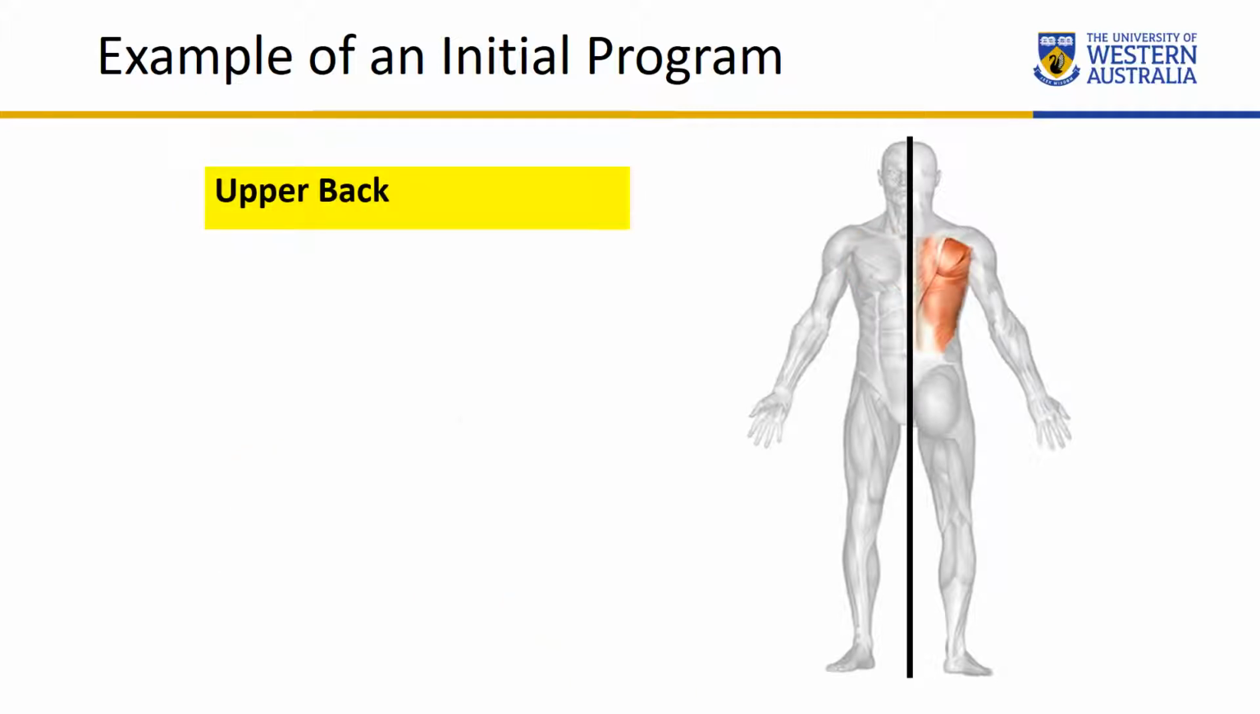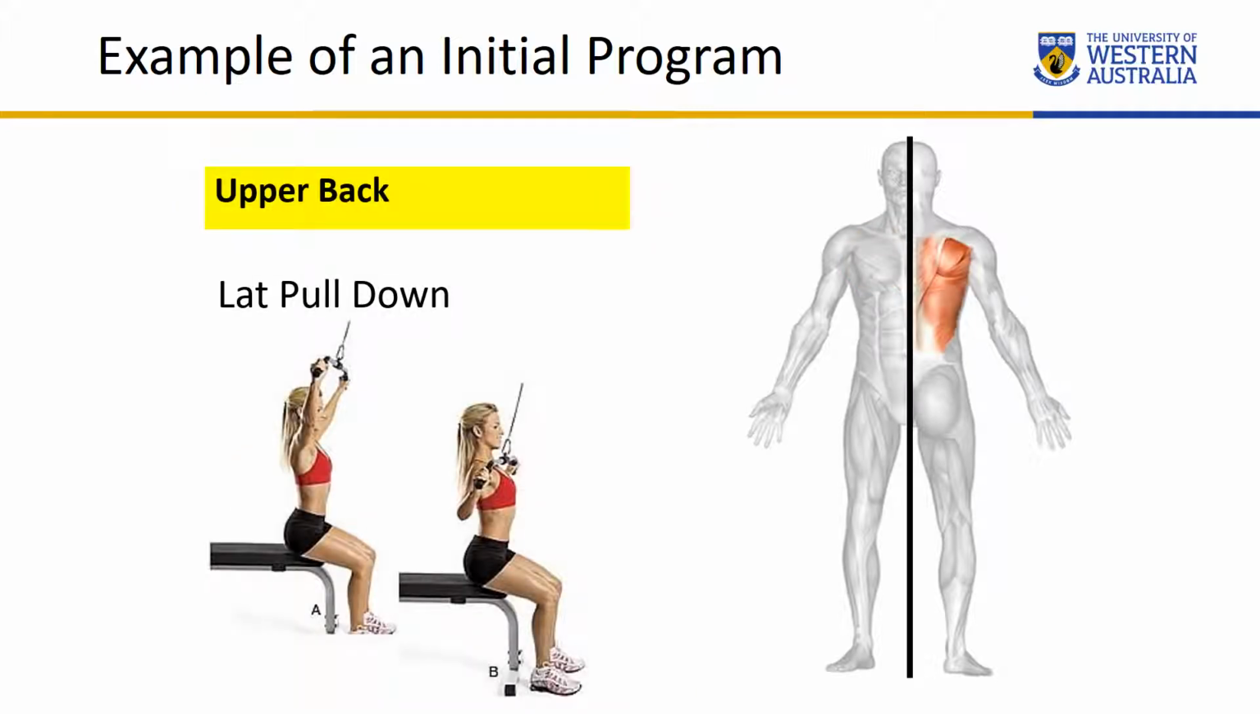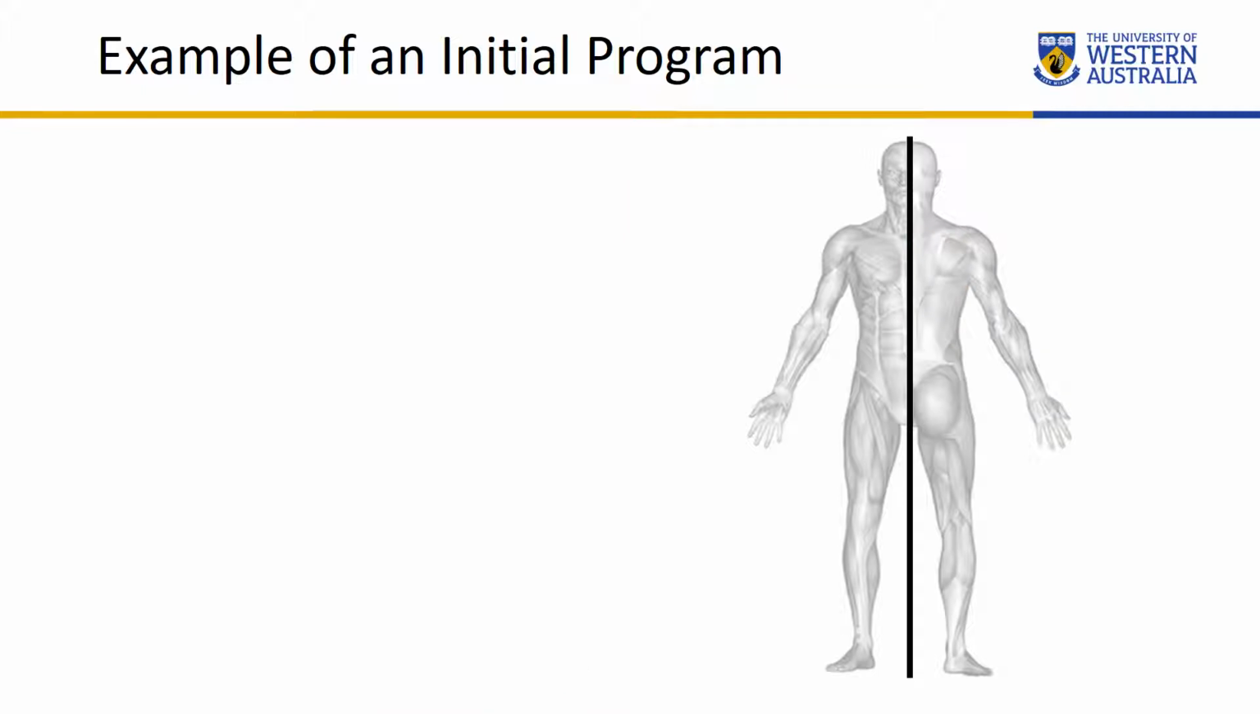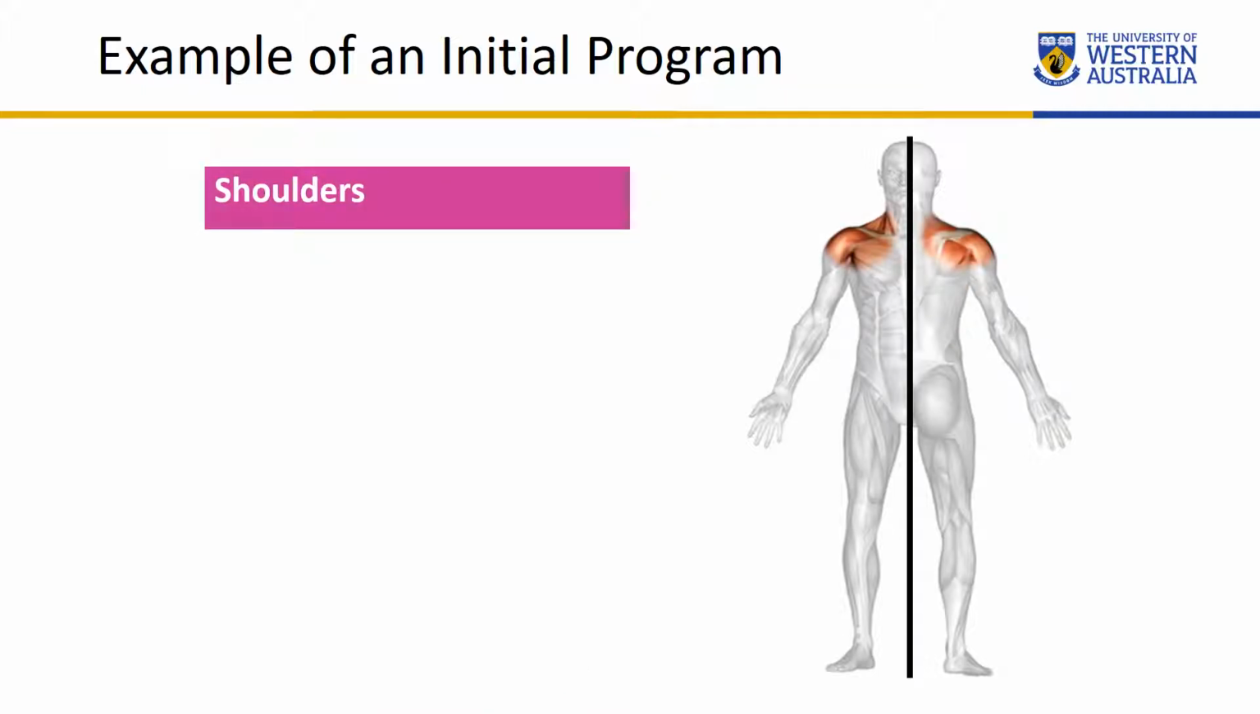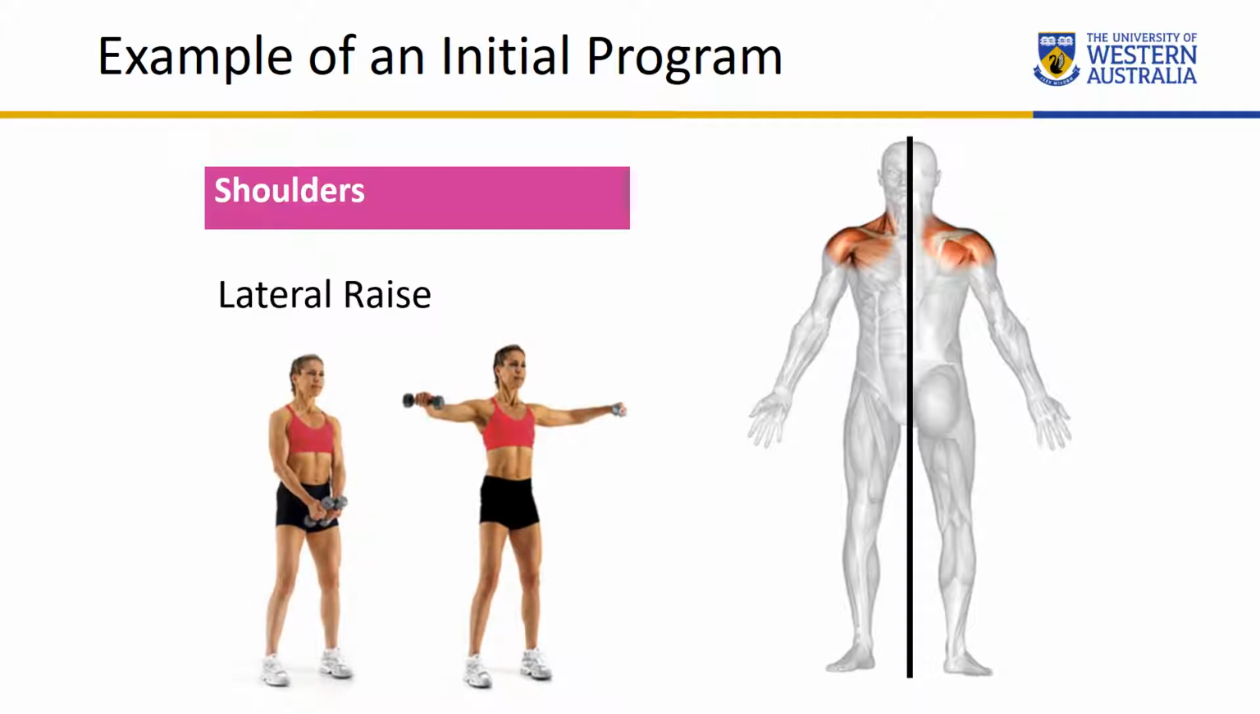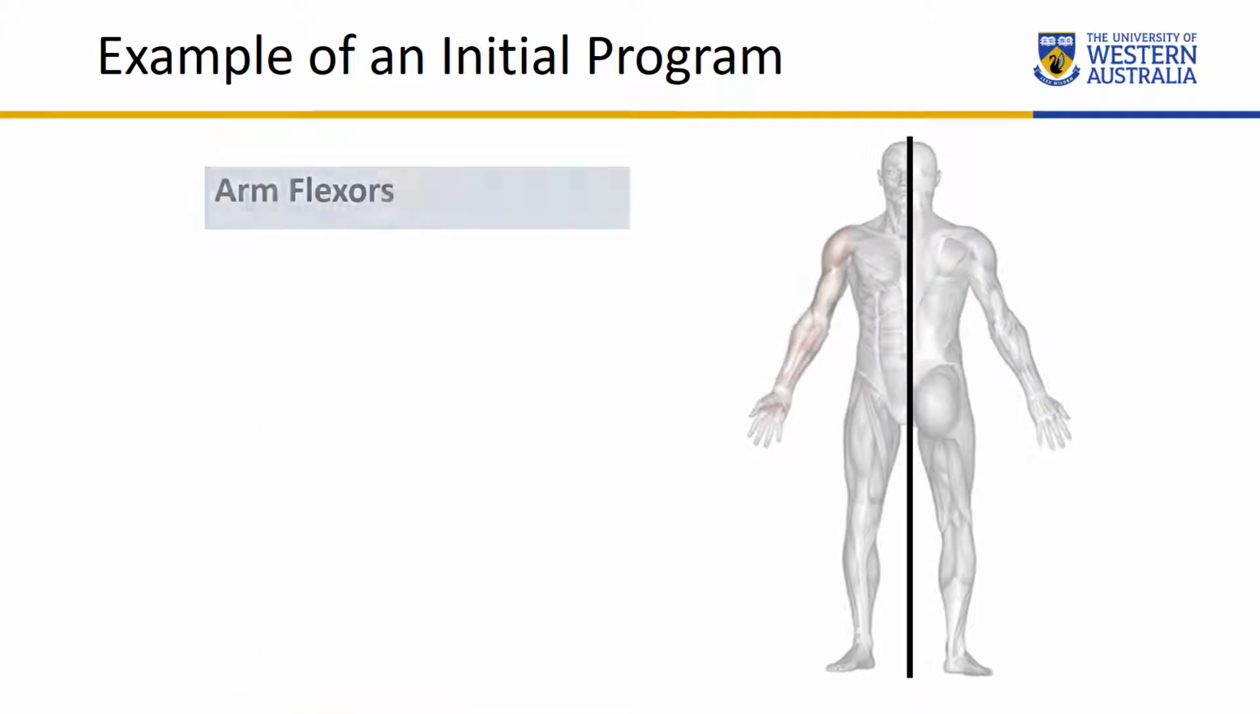For the upper back, lat pull down will do the job pretty well. Alternatively, you might choose to do things like a seated row or a bench pull. For the shoulders, we are going with lateral raises, but there are also others that you may choose to do if you prefer. Overhead press or push press also work really well.